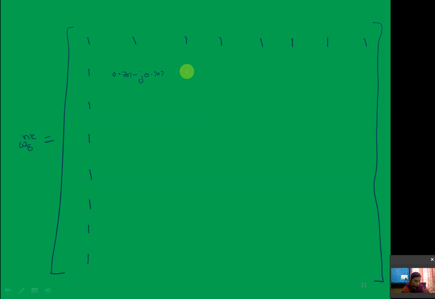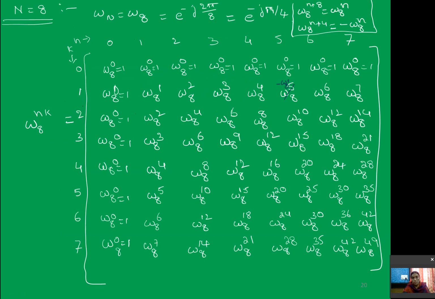Next, W8 power 2 is minus j. Next one, W8 power 3, that is minus 0.707 minus j 0.707. Okay, so the next one is minus 1. Up to now we know the answers. Remaining is just converting.